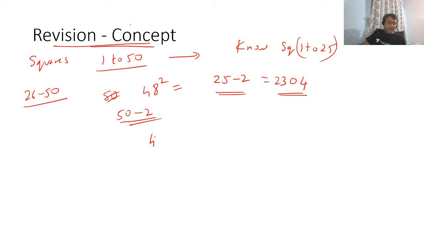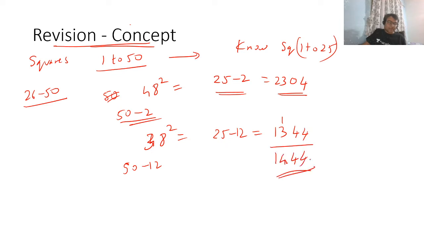Same way, when you had something like 38 square, 38 was 50 minus 12. We did 25 minus 12, which becomes 13, and 12 square, which is 144. It becomes 1444 as the answer. That's how we solved last time.